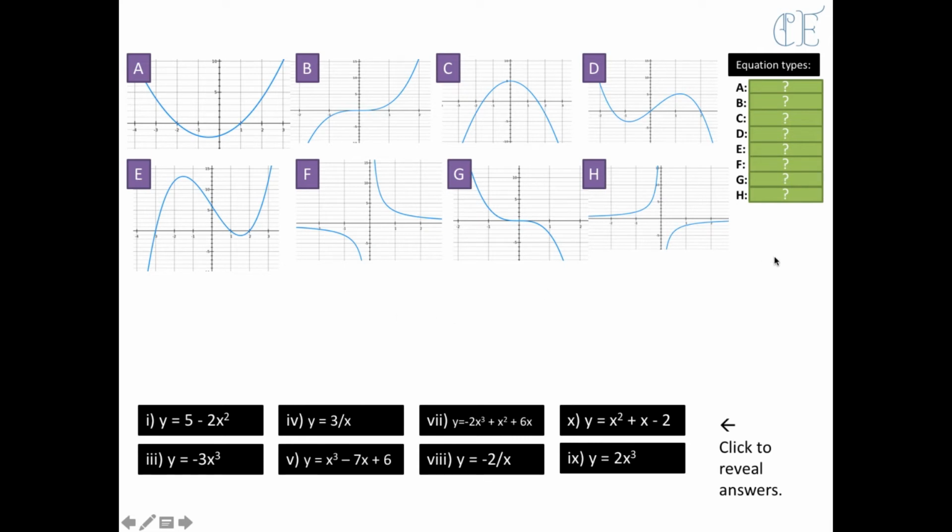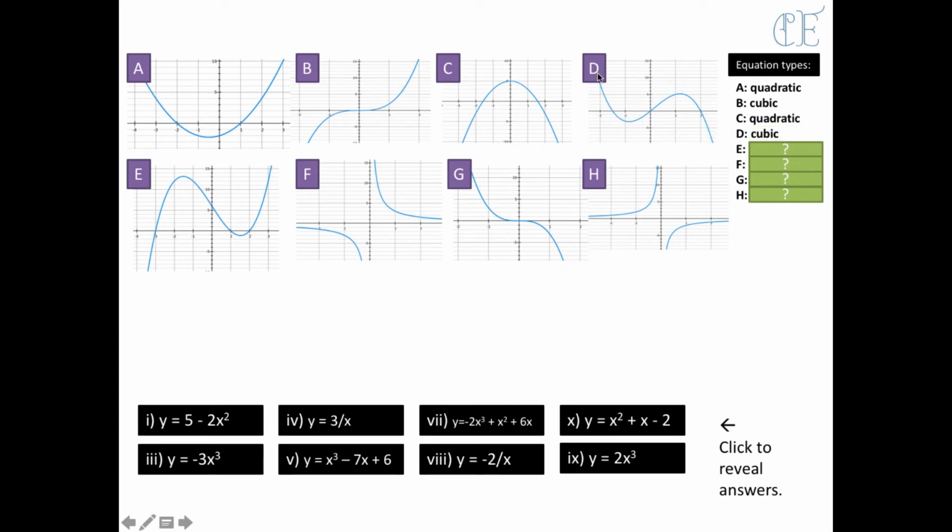Okay, if you've had a go, look at graph A, that is a quadratic. We know it's a quadratic because it's got this curve. B we know is a cubic because it has a different kind of curve. C is also a quadratic, it's just negative because it's going the other way. D is also a cubic and it's negative because it's going the opposite way to this one.